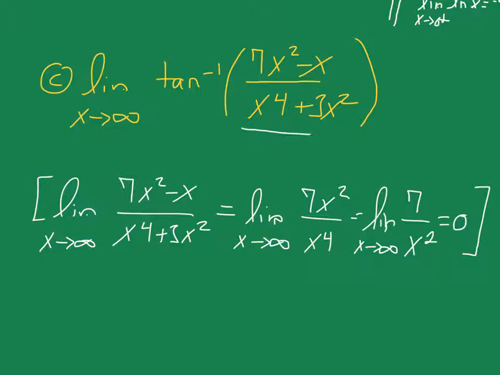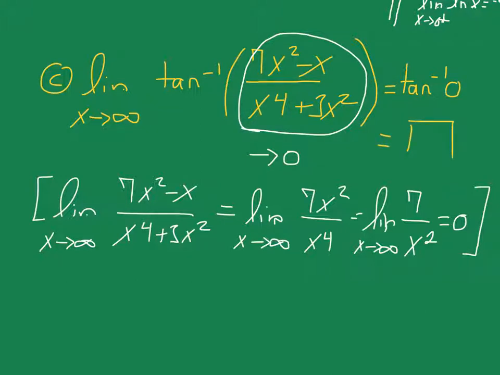So what have we shown? We've shown that this argument here is tending to 0 as x tends to infinity. So what does that mean? It means that the limit as x tends to infinity of tan inverse of this function here is just going to equal tan inverse of 0. So write that down. And now it's just a question of figuring out what tan inverse of 0 is. So let's do that down below as well.